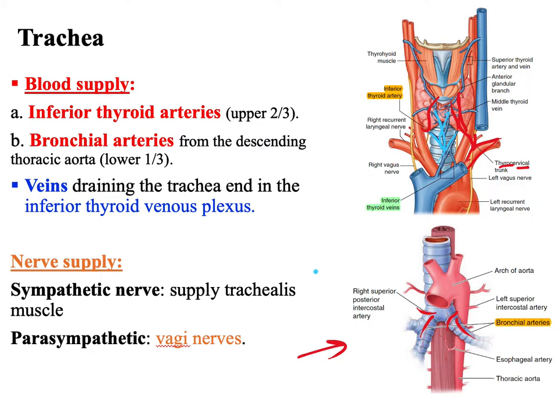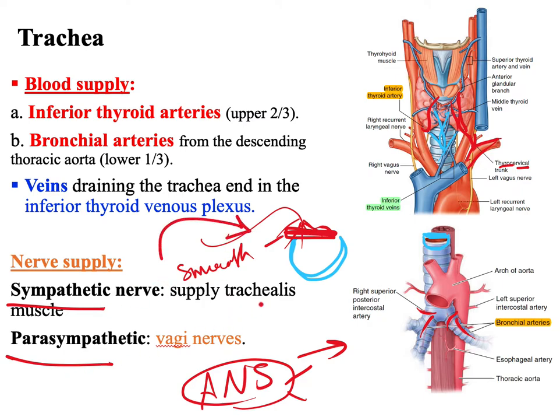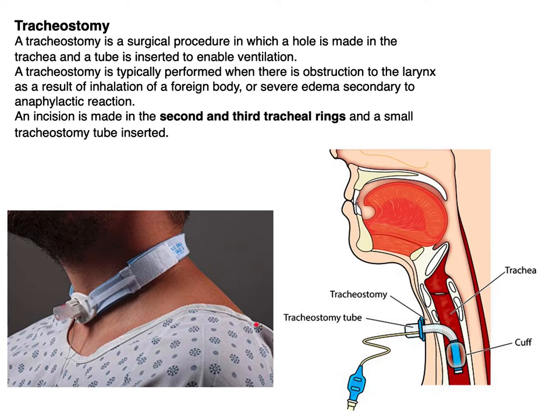Now, the nerve supply of the trachea. It is composed of cartilaginous structure, and it also has the trachealis muscle posteriorly. This is the cartilage ring, and here is the trachealis muscle. The trachealis muscle is smooth muscle, which means autonomic nervous system, so you have sympathetic and parasympathetic supply. The sympathetic nerves supply the trachealis muscle, but the parasympathetic comes from the vagus nerve.